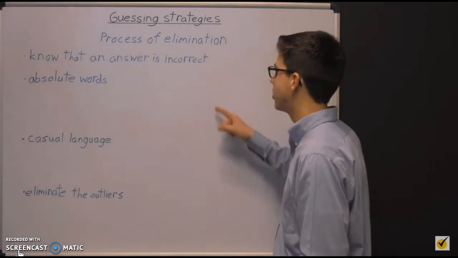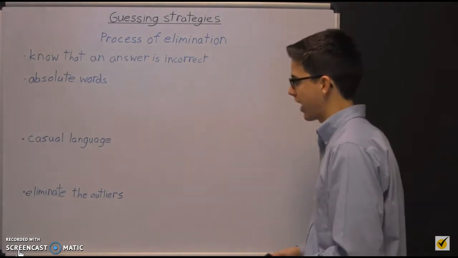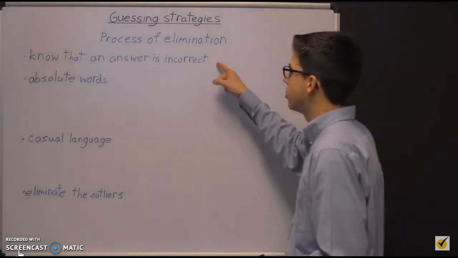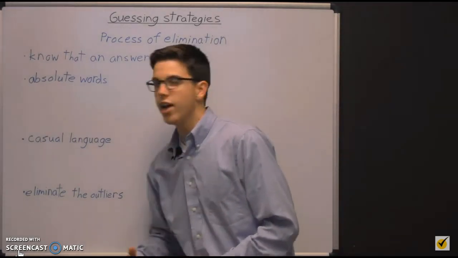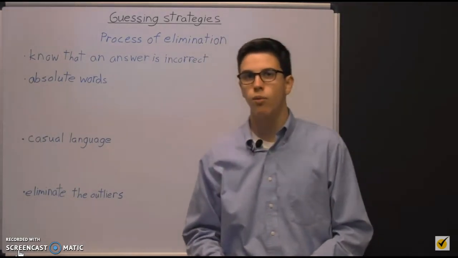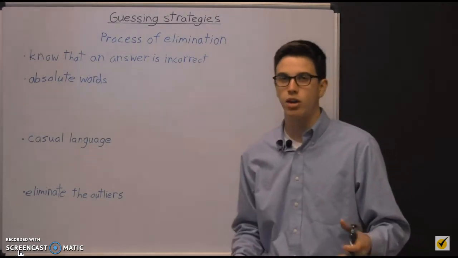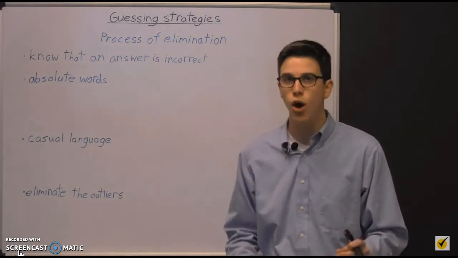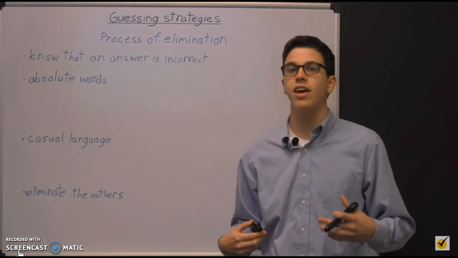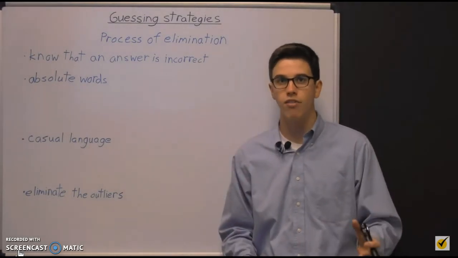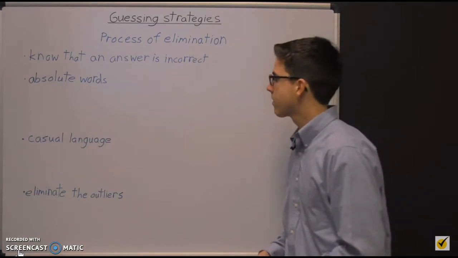So we have 4 different strategies here for eliminating incorrect answers. The first is the most simple. It's just that you know an answer is incorrect. You may be totally unfamiliar with the topic presented, but just common sense tells you that answer cannot be correct. The key here is that you have to know that it's incorrect. You can't just have a feeling that it's incorrect, because often that will lead you astray.